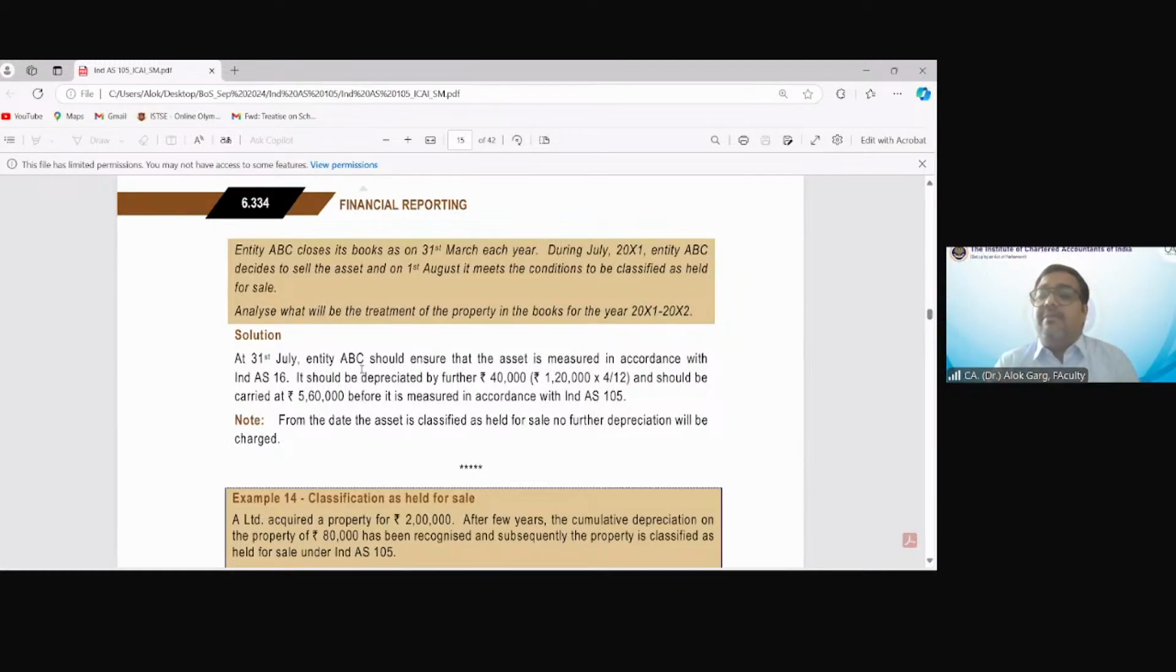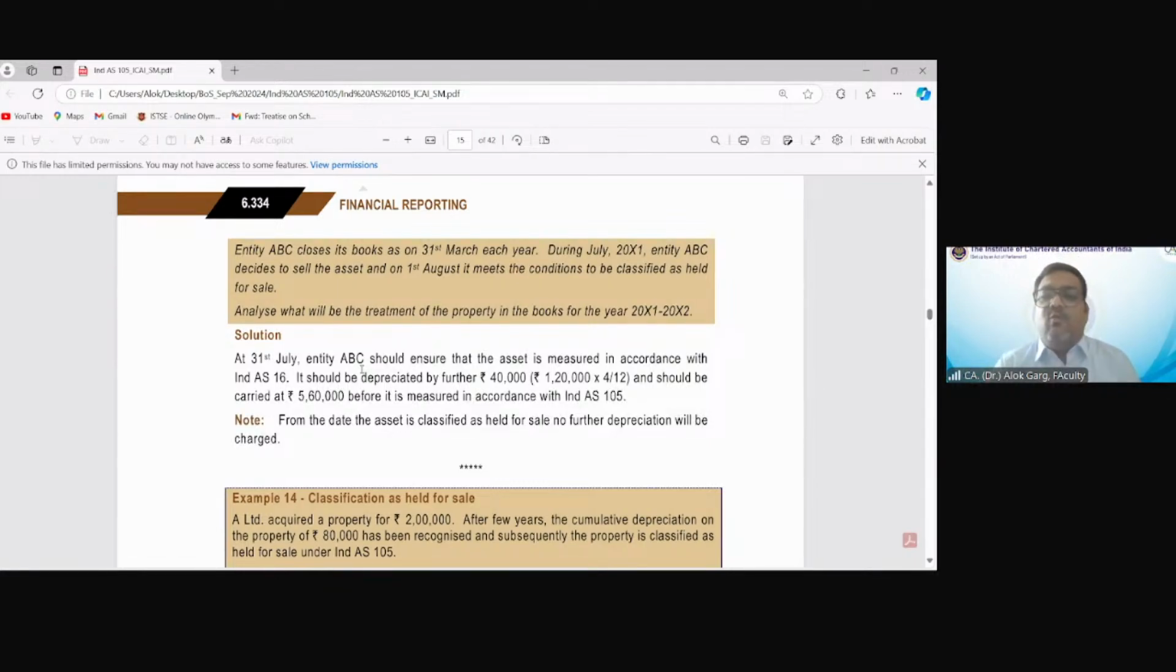We have discussed the individual asset held for sale, which is NCHFS, non-current asset held for sale. Then group of assets held for sale, which is DGHFS, and discontinued operation. For an individual asset held for sale to be covered under this standard, it has to be a non-current asset. A group of assets may have a combination of current and non-current assets and liabilities as well.